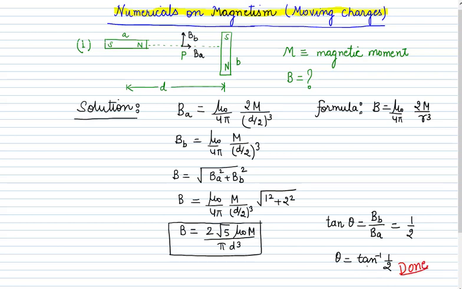So let us quickly move to the second one. In the next question, we are given a bar magnet. It has the magnetic moment capital M, and the value of capital M is given to us as 1 into 10 to the power minus 4 joule per Tesla. And it is free to rotate in a horizontal plane, and there is a horizontal magnetic field B, which is given as 4 into 10 to the power minus 6 Tesla.